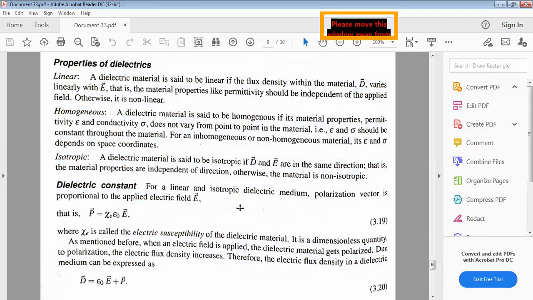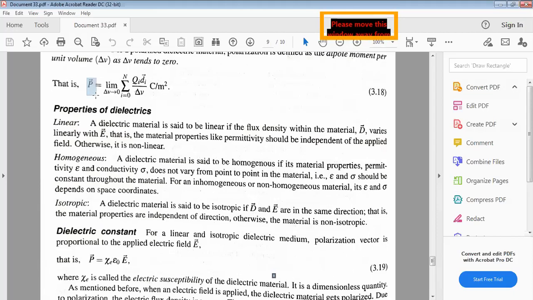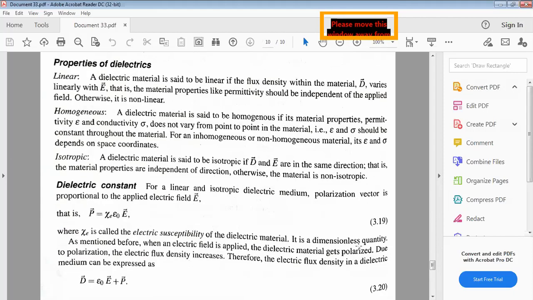Dielectric constant. What do you mean by dielectric constant? For a linear isotropic dielectric medium, the polarization vector is proportional to the applied electric field E. Dielectric constant means for a linear and isotropic dielectric medium. The polarization vector, capital P, is proportional to the applied electric field E.